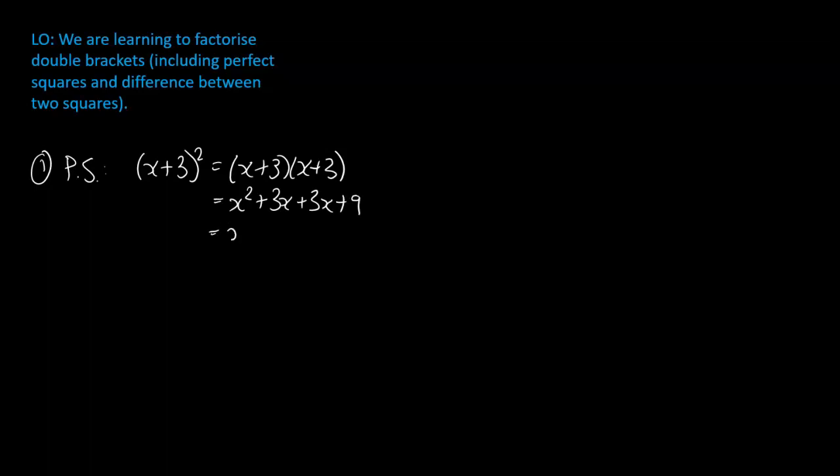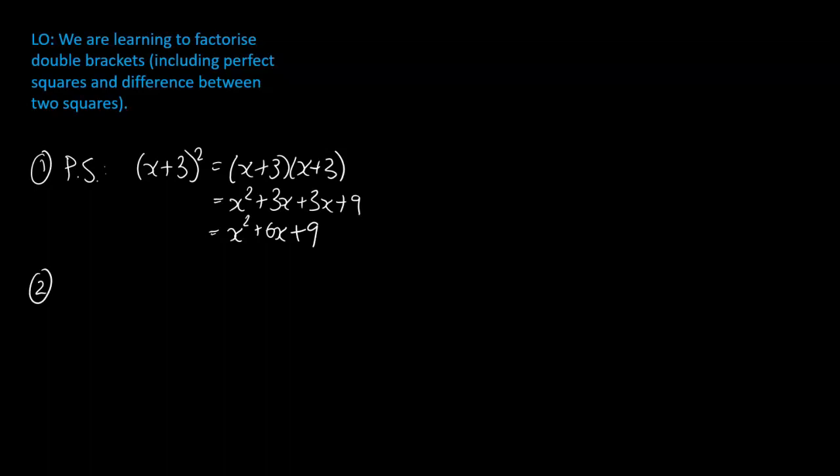I'm going to call them PS, perfect squares, and an example would be (x + 3) squared. When you put that as a double bracket, it's going to be (x + 3) and then (x + 3) again. When we expand that, x squared plus 3x plus 3x plus 9, and that comes to x squared plus 6x plus 9. So hopefully that rings a bell. That's what perfect squares are about.